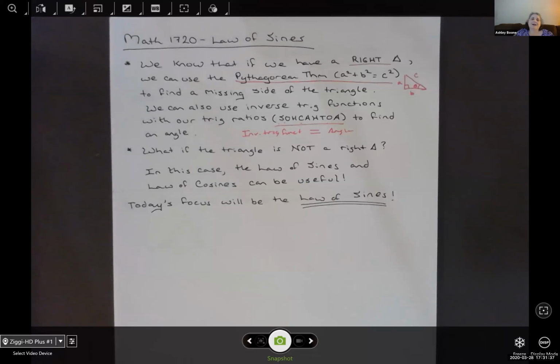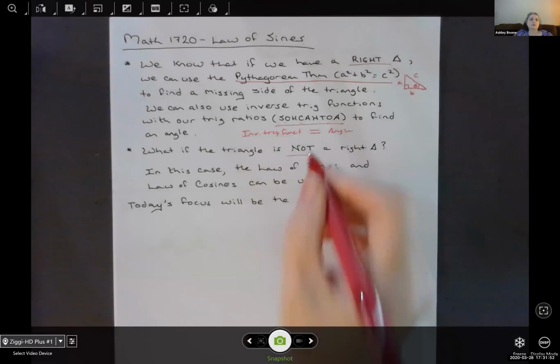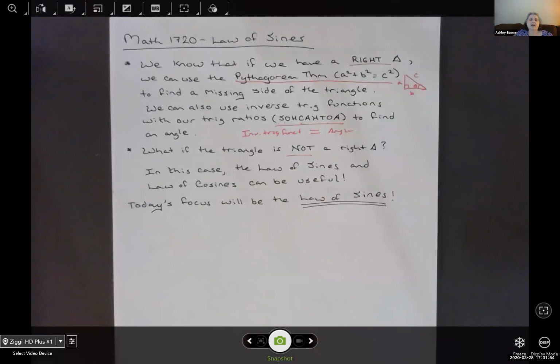Now, not every triangle in the world is a right triangle, so that won't always work. If you have a right triangle and you have enough information to use one of these, please do it. That'll be your quickest and easiest way to deal with it. But if it's not a right triangle, what do we do? That's what we're going to be looking at in this section and the next section.